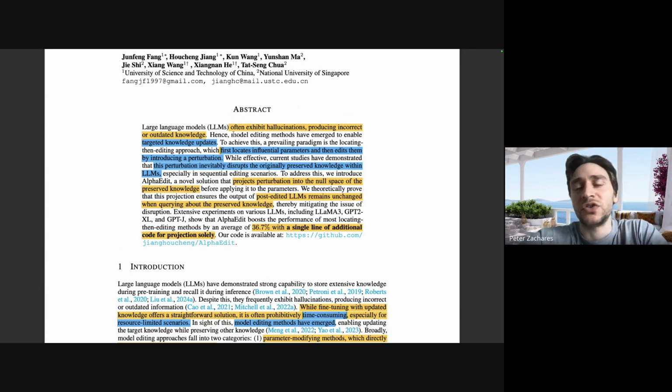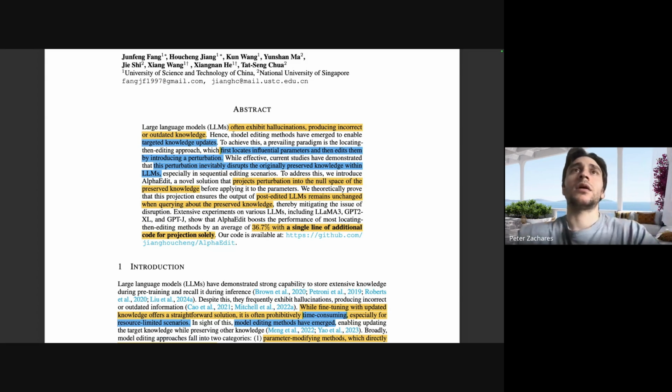So I'll just use the abstract as a way to introduce the paper. The paper is saying that LLMs often exhibit hallucinations, producing incorrect or outdated knowledge. And in order to fix this, one of the techniques that people are using is what they're calling model editing methods, where you're trying to update knowledge in a targeted fashion. So you want to say, I want these facts to be updated or added to the model without affecting what the model already knows.